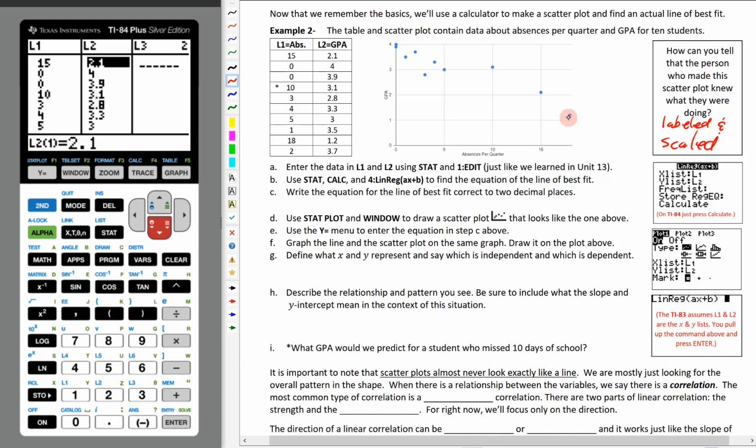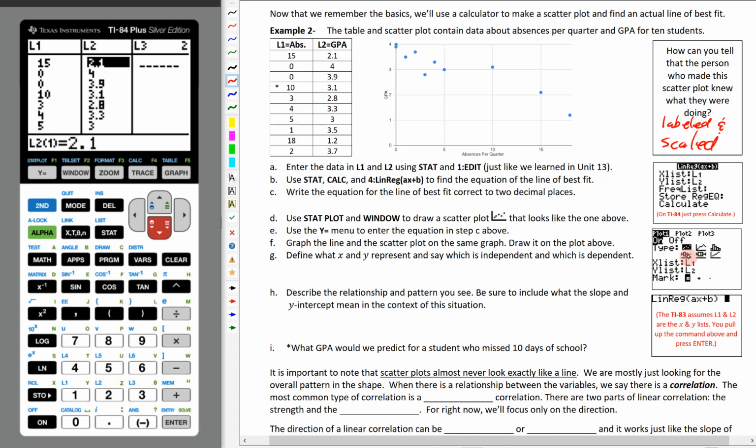So here's what we're going to do. We're going to do what's called a linear regression, okay? So we're going to grab this command right here. I'll show you where that is. It's under Stat and Calculate. Now, I'm going to show you what it looks like on an 84 right here. I do have what it looks like on an 83. It's very, very similar. Anyway, we've got the plots here.